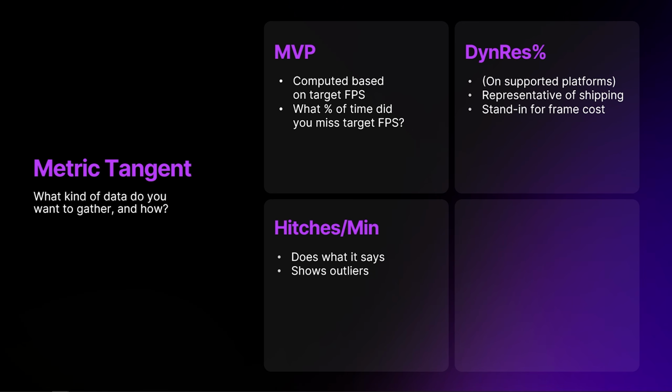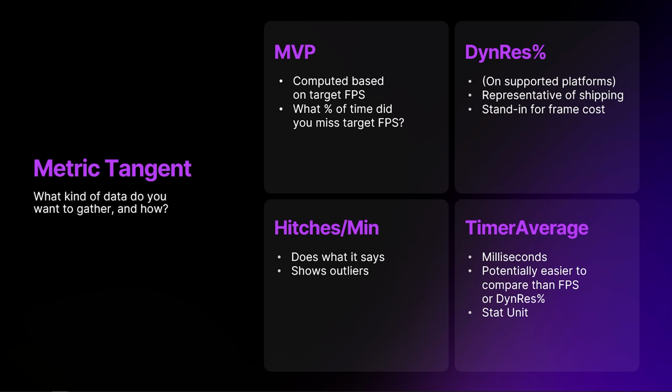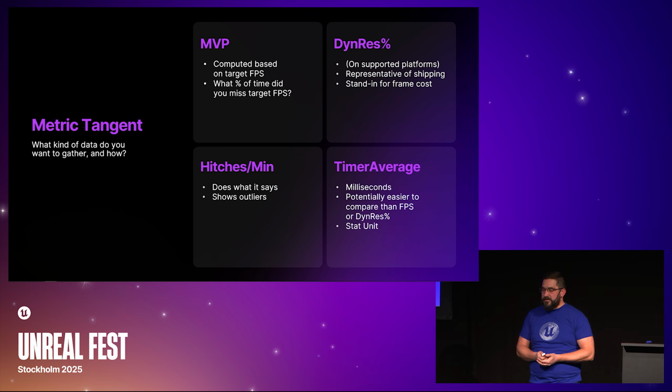And then hitches per minute does what it says on the tin, and this is going to help find the outliers. So missed vsync percent might be 0.2, but if there were 2 hitches per minute, you also kind of want to know about that. And then, of course, the timer averages are milliseconds. It's just what you get out of stat unit, all that kind of fun stuff.